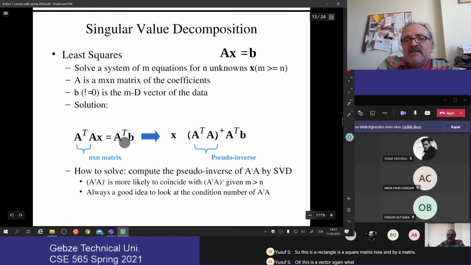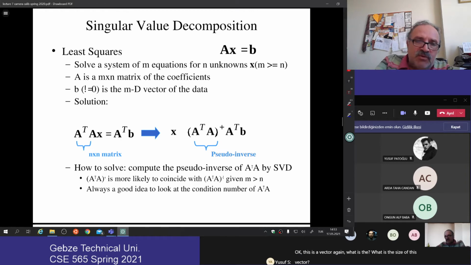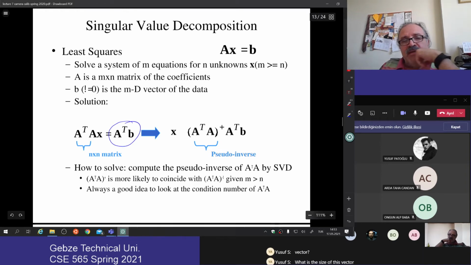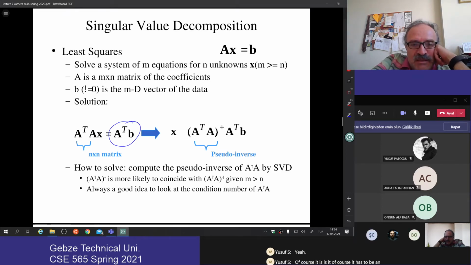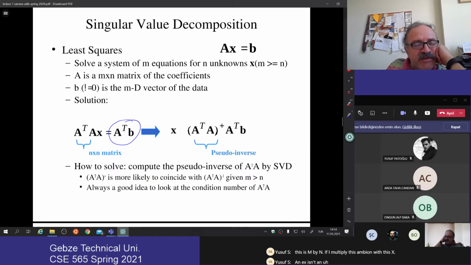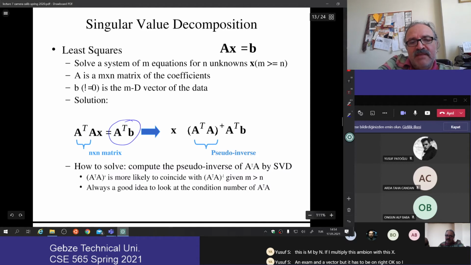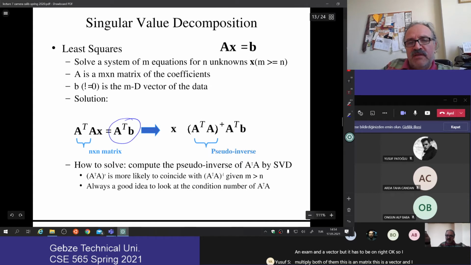What is the size of this vector? Can anybody tell me? Of course it has to be n. Why? Because this is n by n. If I multiply this n by n with this x, and x is an n vector, then it has to be n, right? Okay. So I multiply both of them. This is a matrix, this is a vector, and I take the pseudo inverse of it.